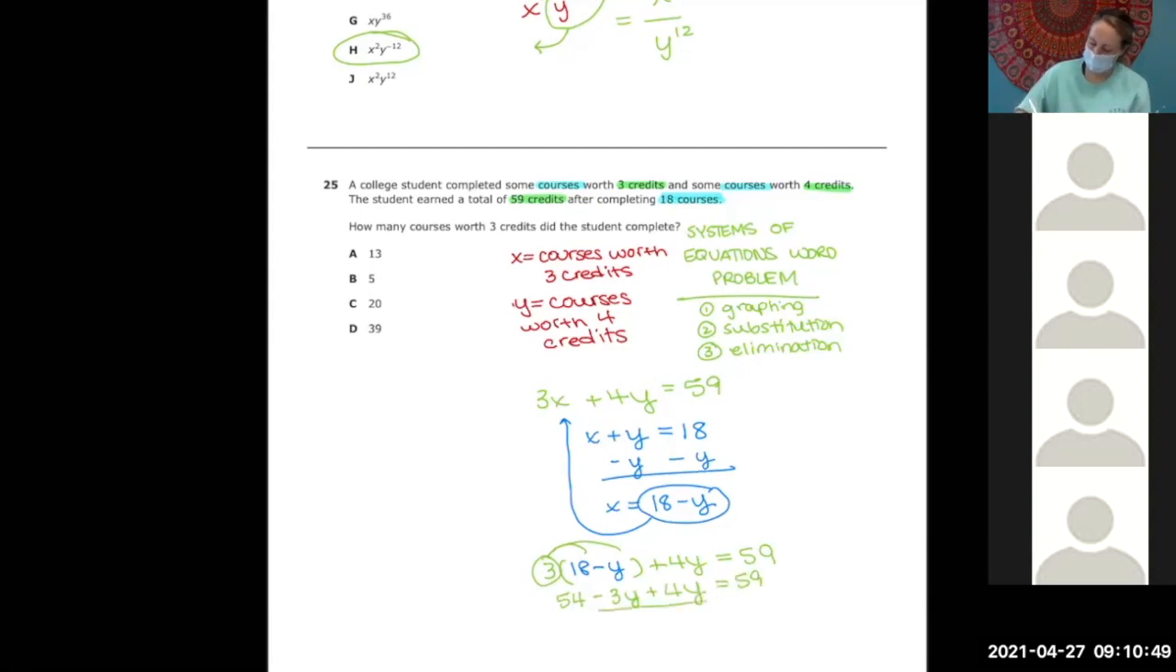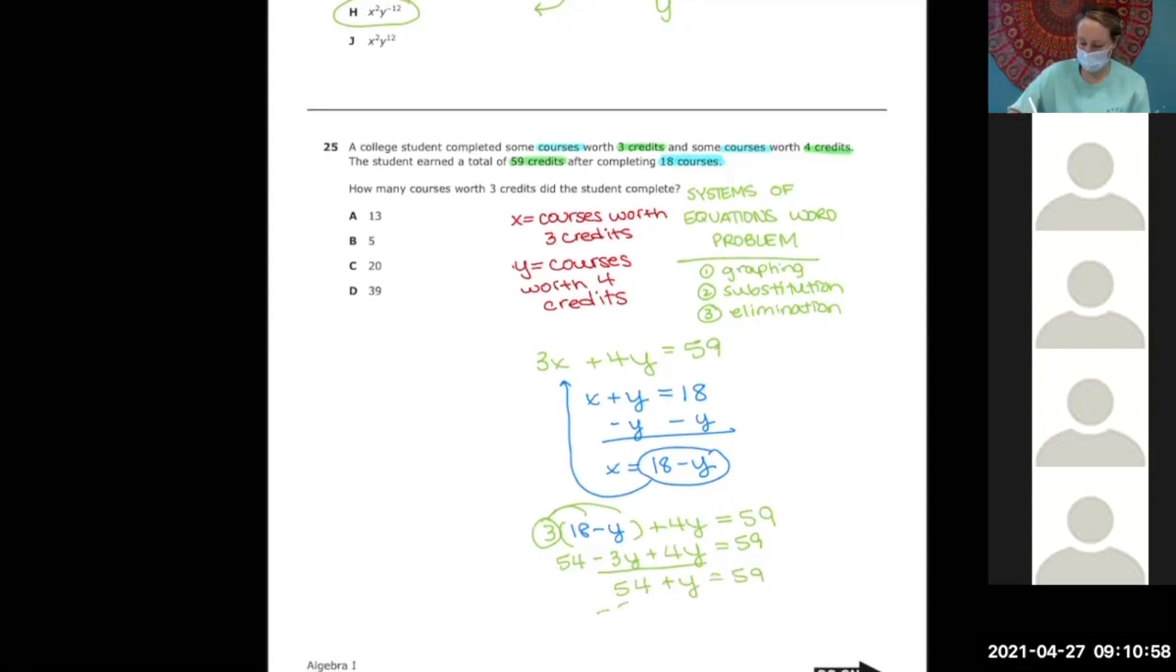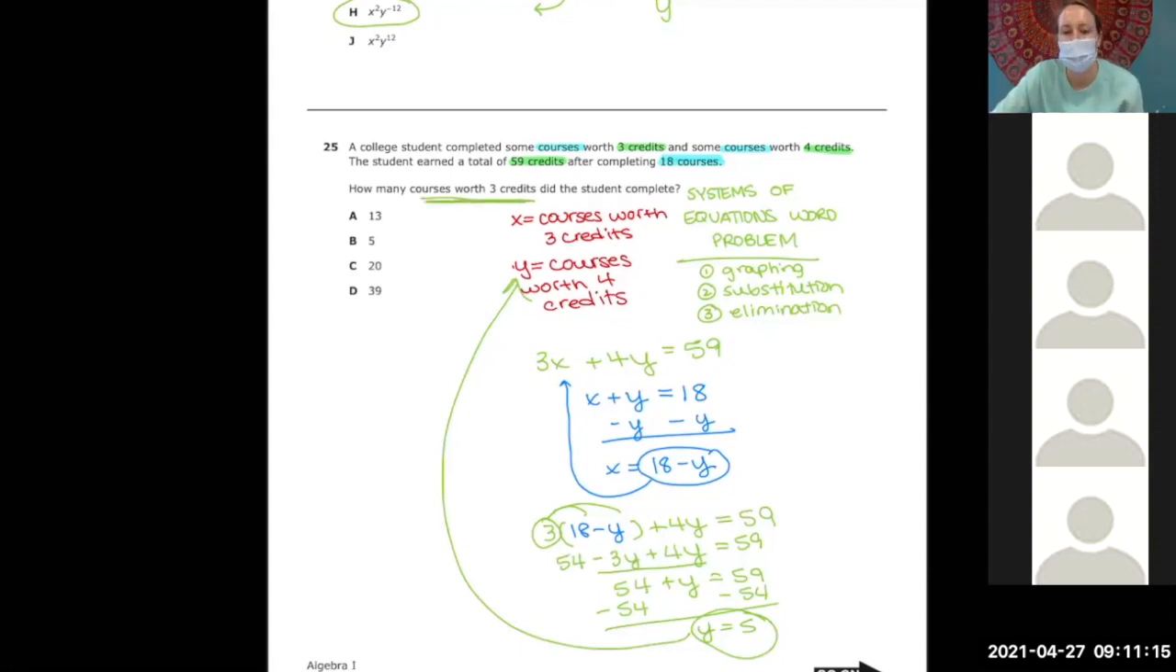We can combine like terms, so it's 54 plus y equals 59. And then we're solving for y, so we subtract 54 from both sides, and we get y equals 5. So 5 is the number of courses worth 4 credits, and it's asking for courses worth 3 credits. So we have to solve for that other variable. And the way we can do that is we know that they add up to 18. So if one of them is 5, then the other one is 13. Okay, so there's our first problem.